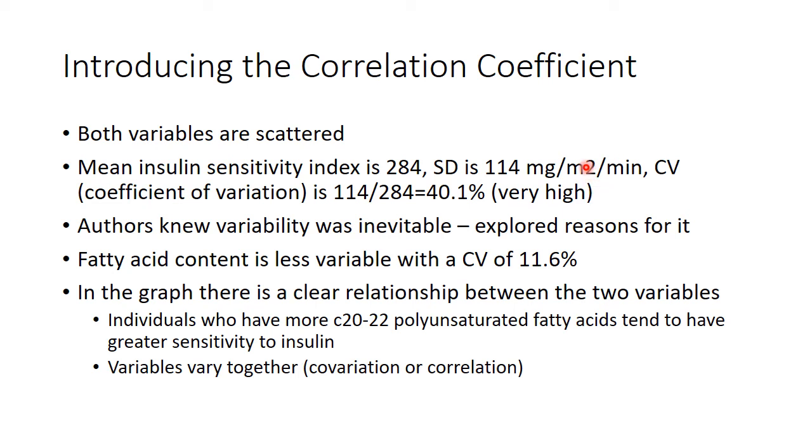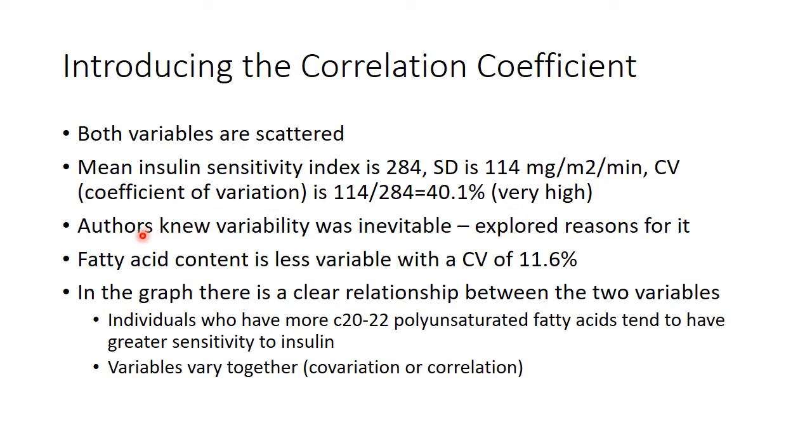Again, the meter square is based on the height and weight of the patient, and this is basically the amount of insulin that has to be infused per minute based on their height and weight in order to maintain that standard glucose concentration. They found a coefficient of variation, the standard deviation divided by the mean, of 40.1%, which is pretty high. So you saw there's a lot of variability in that data.